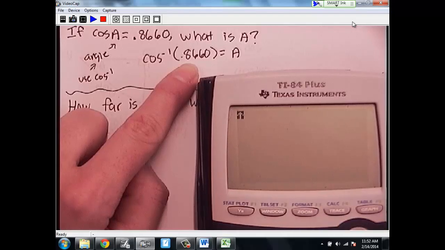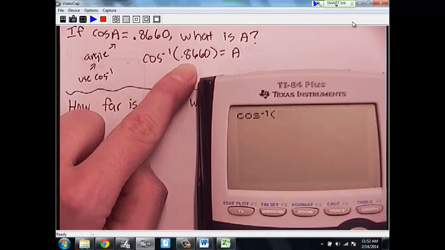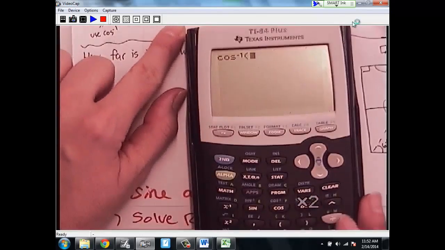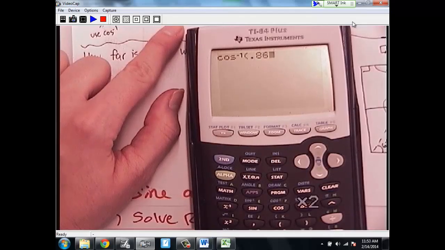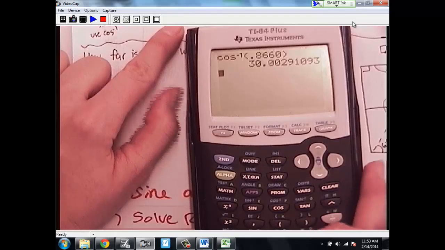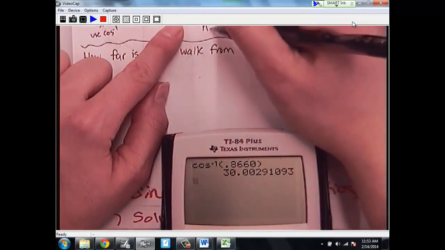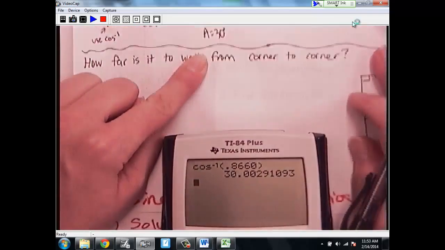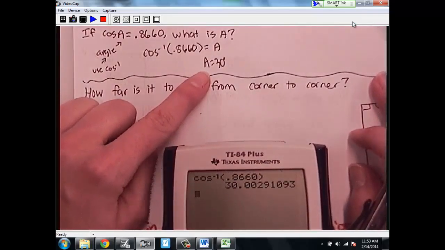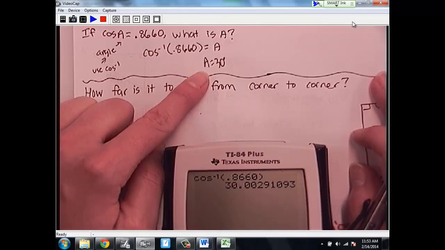So go second cosine. You see the cosine button in there? In between the sine and the tangent button? You go second cosine, type in your decimal, 0.8660, and we get 30. A is 30 degrees. Angle A is an angle, so it's measured in degrees. That's it.